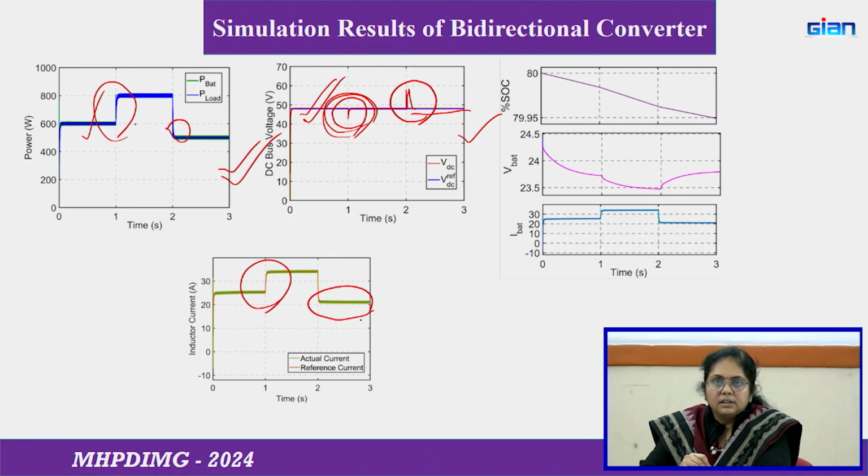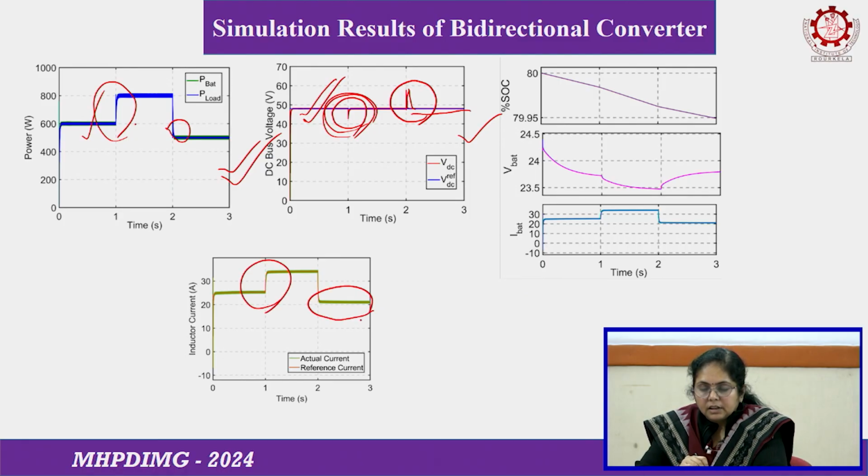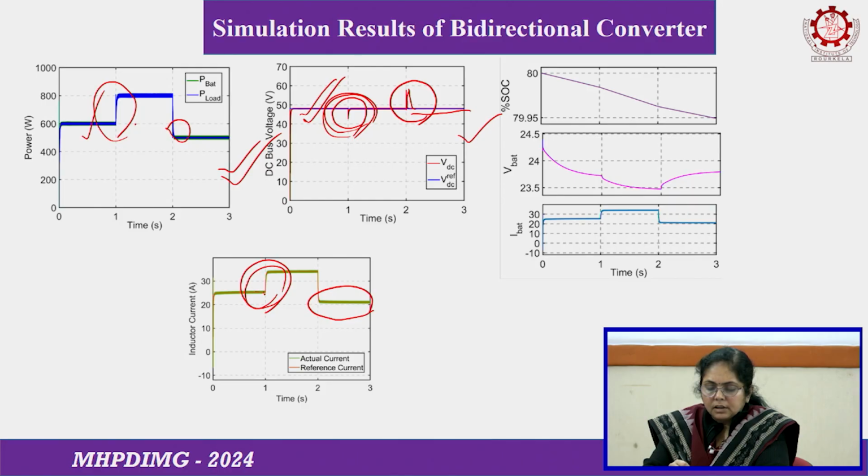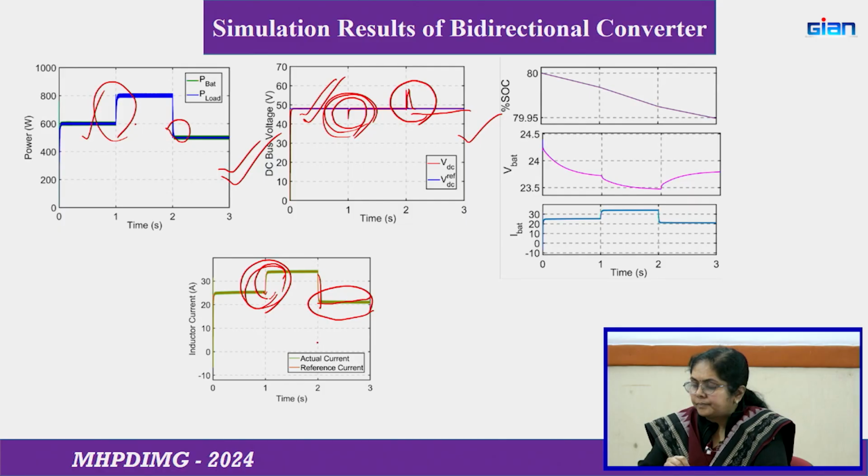Inductor current, you can say, is the battery current. Here we have not connected any source, only the battery with the grid, so it is operating only in a discharging mode. Discharging mode means the battery current is always positive. You can see that when the load is increasing, the battery or inductor current increases correspondingly, and when the load is decreasing, it decreases, but it is always supplying.